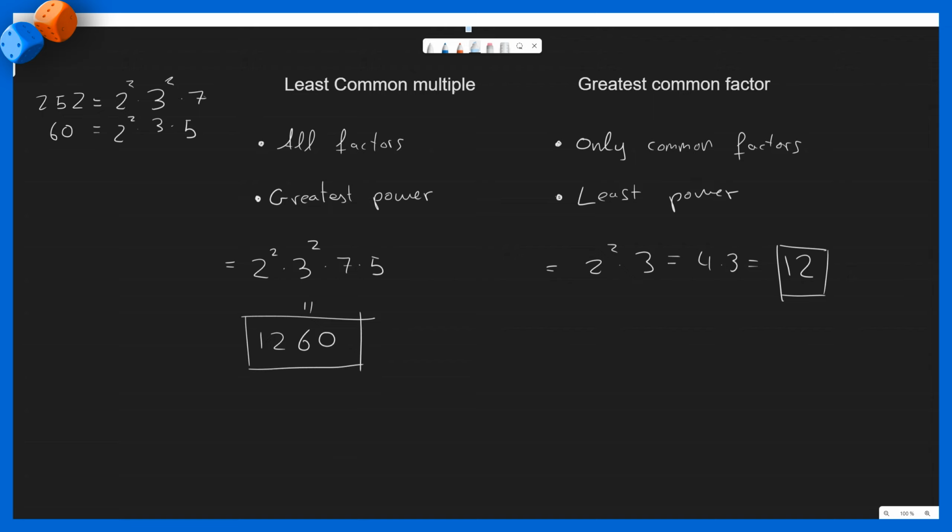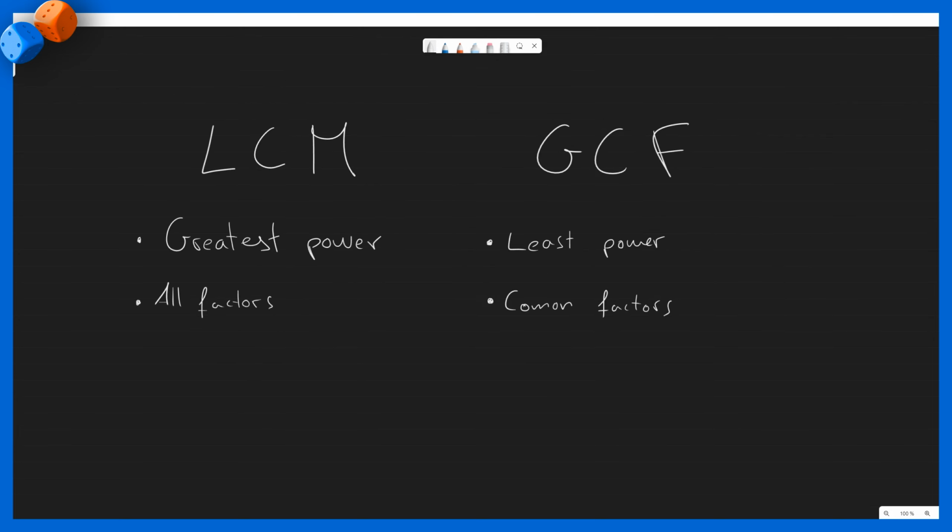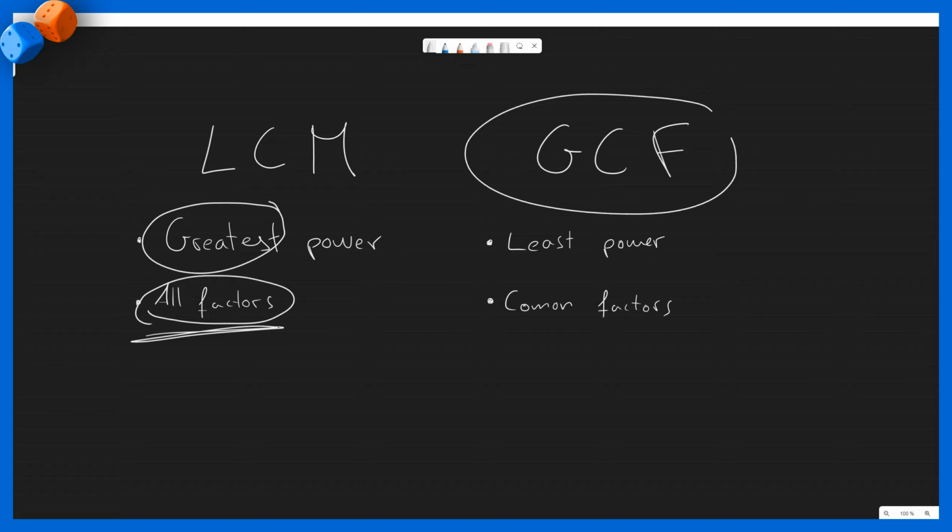A thing that helped me a lot is to remember that greatest common factor takes the least power and least common multiple takes the greatest power. Also, least common multiple takes all the factors and greatest common factor takes only the common factors. So just try to remember the opposite of the thing you want to do. If you want to do the least common multiple, you have to take the greatest. And as you want to take the greatest, you are going to look for all the factors, because great means big. And taking all the factors is bigger than taking only the common ones. And then the opposite thing with the greatest common factor.